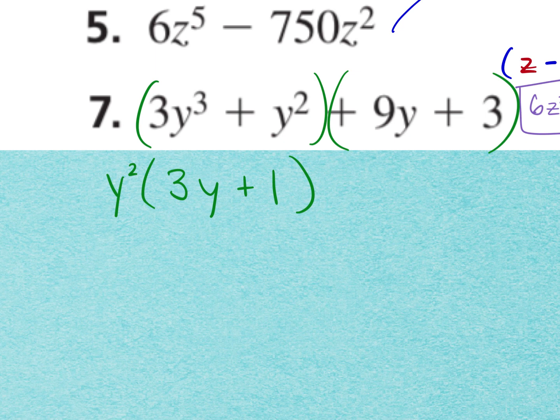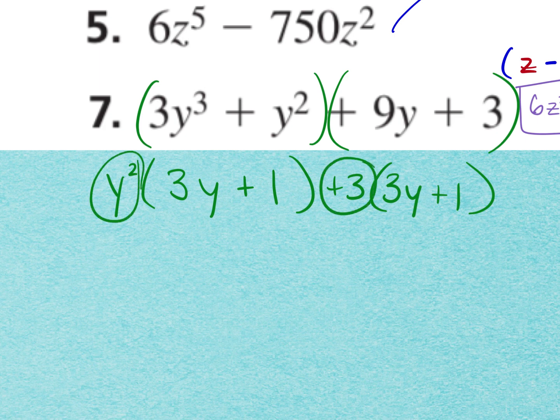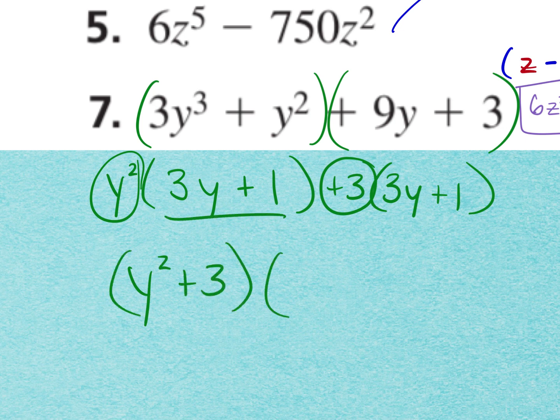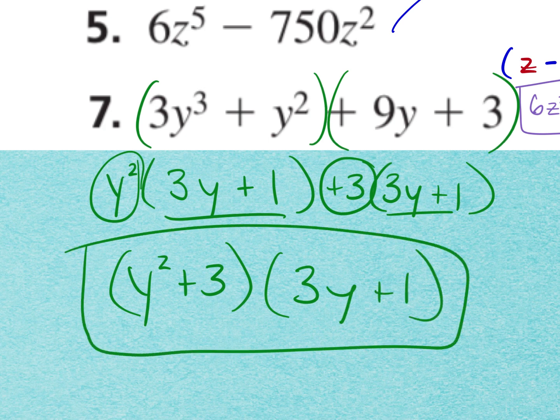What's the GCF in the second group? 3. So when I take out a 3, what am I left with? 3y plus 1. So I'm going to group the outsides together. We have y squared plus 3. And then the insides are going to go together as 3y plus 1. Can I factor this anymore? Nope. What if I had y squared plus 4? Could I factor that anymore?